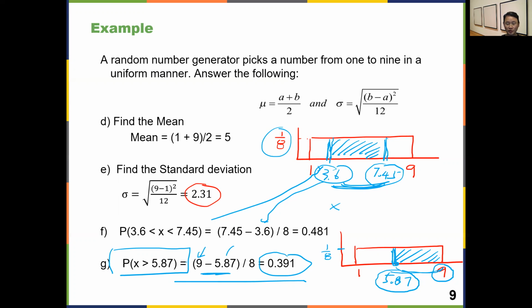You have to put the parentheses: 9 minus 5.87, close it, divide by 8, and that's what you get. So for this type of question, with just one side of x, if you draw this simple graph, it's not too difficult to figure out. Okay.